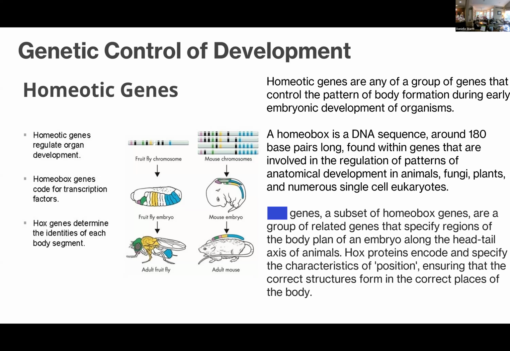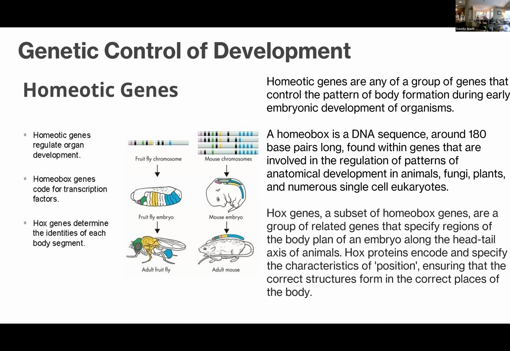Homeobox genes. All right. So they are sequences within genes that tell that gene, this is how we're going to develop anatomically. And that would include things like animals, fungi, plants, single cell eukaryotes that have different body structures. It tells you how these things are going to develop, like what kind of material are we going to be? And then we have these other kinds of genes, which are a subset of homeobox. Hox genes. Okay. So we have homeotic genes, and they are divided into homeobox and Hox genes.